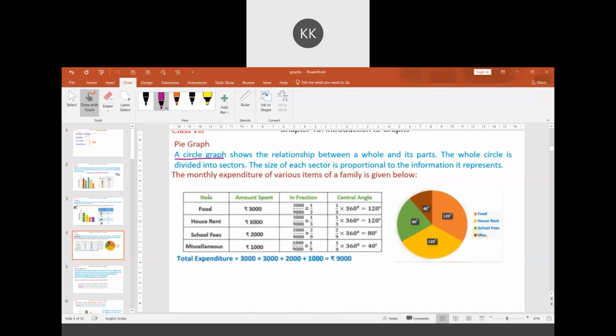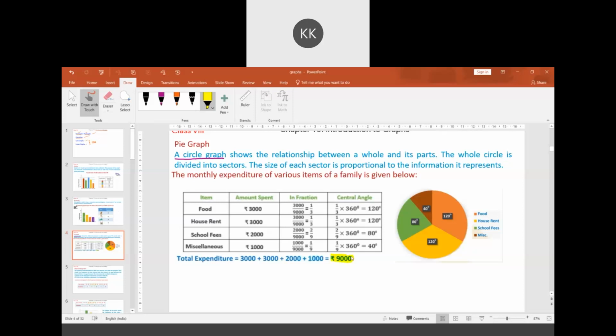Here, there's a column representing the different items like food, house rent, school fee, miscellaneous, and the amount spent towards the food is 3,000. Towards the house rent is also 3,000. Towards school fees is 2,000, and miscellaneous is 1,000. And the total expenditure is 9,000.